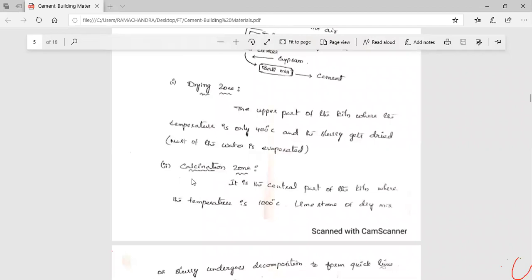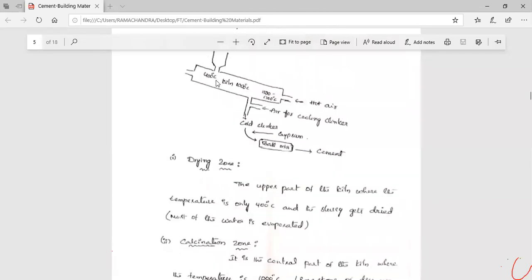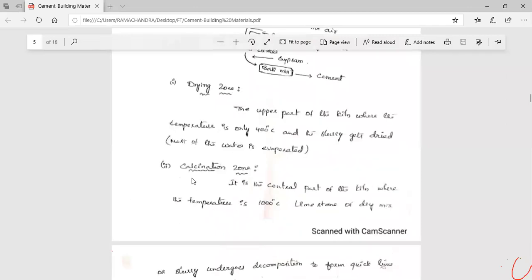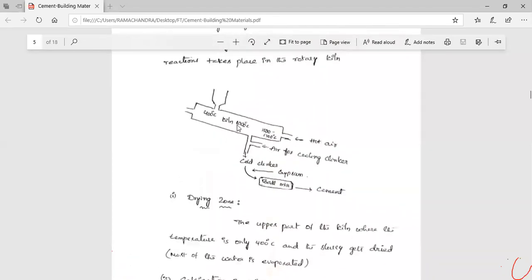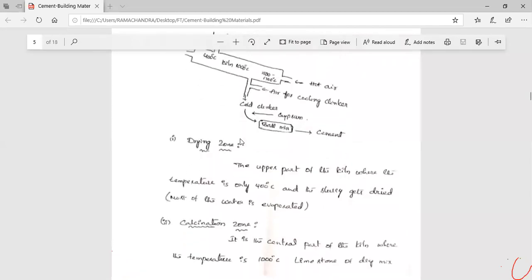So most of the water present in the slurry, at the 400 degrees Celsius temperature we maintain, gets evaporated. Next, coming to the calcination zone, this is the second step. We are maintaining 1000 degrees Celsius as the temperature, so that is known as the calcination zone.